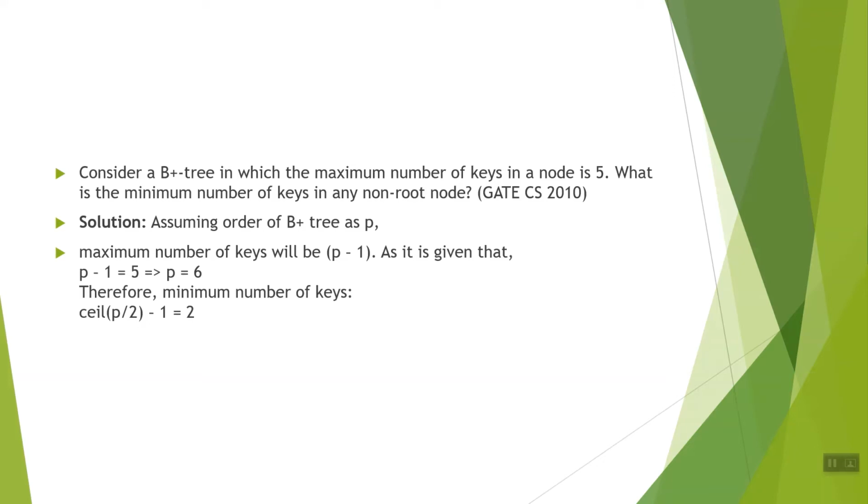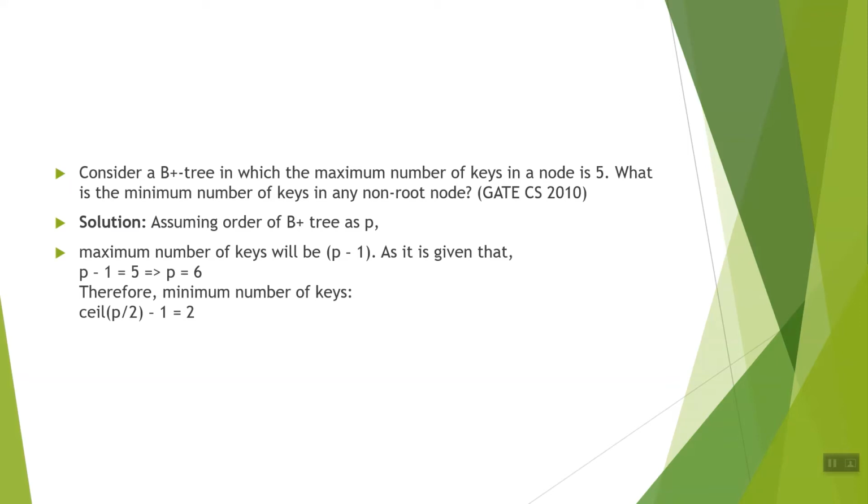Consider a B plus tree in which the maximum number of keys in a node is 5. What is the minimum number of keys in any non-root node? Assume the order of the B plus tree as P. So the highest number of keys is given, that is 5.